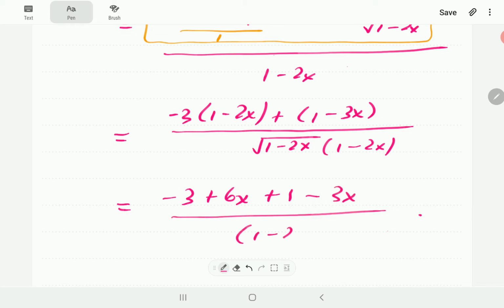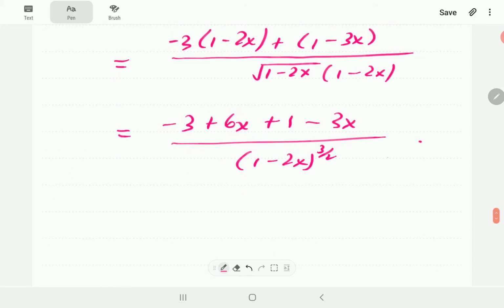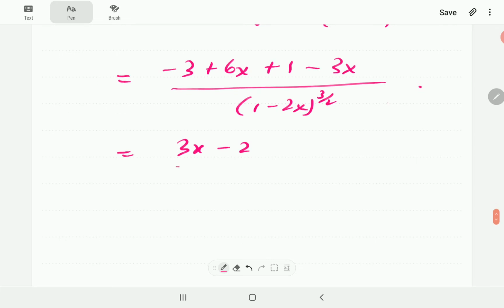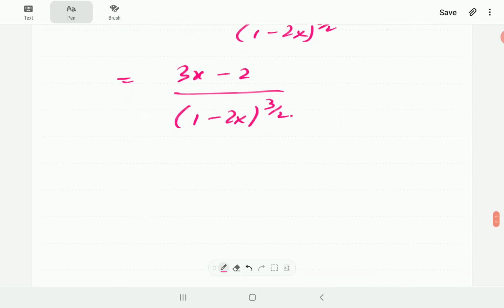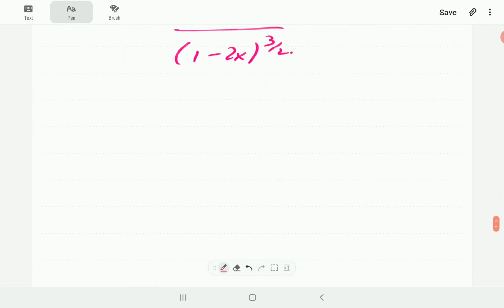In the denominator I've got 1 minus 2x to the power 3/2. Then the numerator simplifies to 6x minus 3x, which is 3x. Then that is going to be -2, and then all divided by 1 minus 2x all to the power 3/2. So that is going to be the second order derivative of that one.